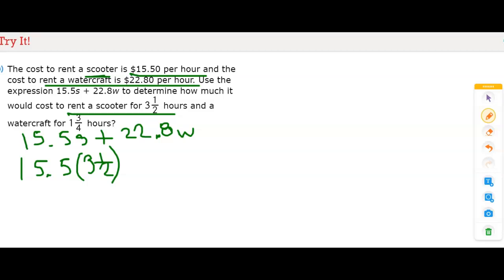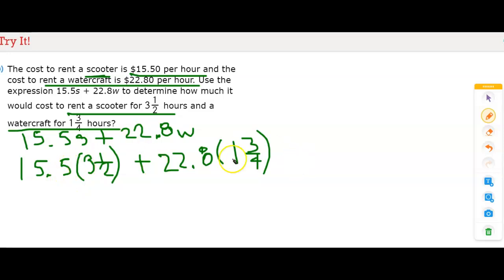And then we're going to continue the expression. And then we're going to have the W for watercraft that they're renting for 1 3/4 hour. So 22 8/10 times 1 3/4 hour. And so we now have to evaluate what is there. So you're going to multiply the two amounts for the scooter and then for the watercraft.